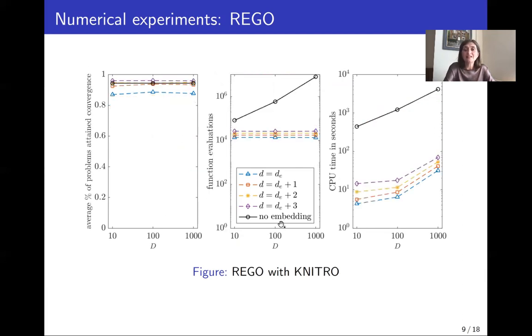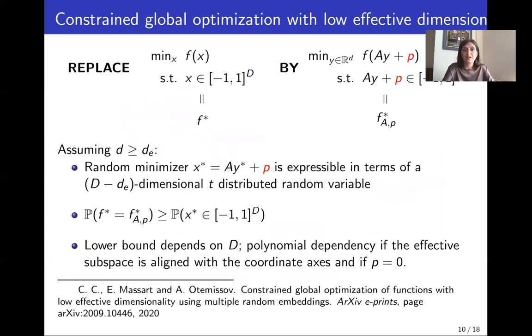For multi-start KNITRO, the success probability is very high for the no embedding framework. However, we can see similar behavior of time and function evaluations growing with the problem dimension for the no embedding multi-start KNITRO compared to the behavior for the randomly projected framework. How about if we have constraints in the original problem? So we are talking here just about box constraints.